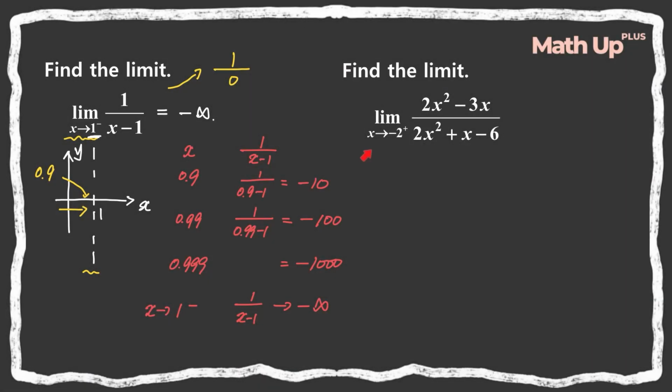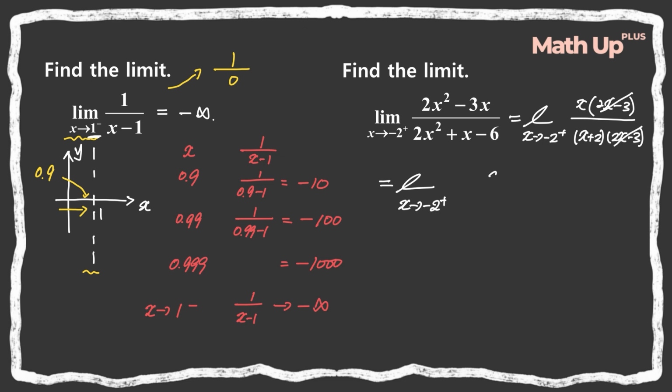Okay, we have another limit question here. First, if we factor both the numerator and denominator, then that's going to be x(2x - 3) over (x + 2)(2x - 3), right? So 2x - 3 cancels out. So this is equal to the limit as x approaches negative 2 from the right-hand side of x over x + 2, right?